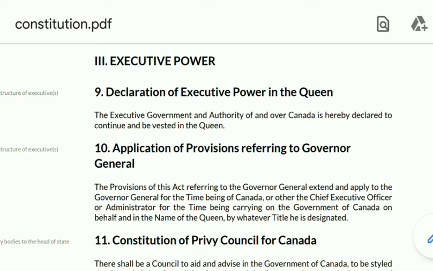So, continuing the second part of the Constitution, we are going to start the third chapter of the Constitution, that is the executive power.